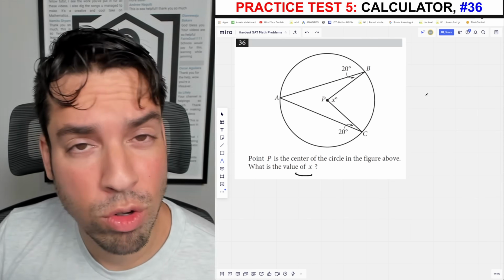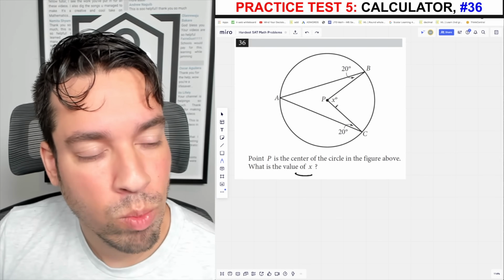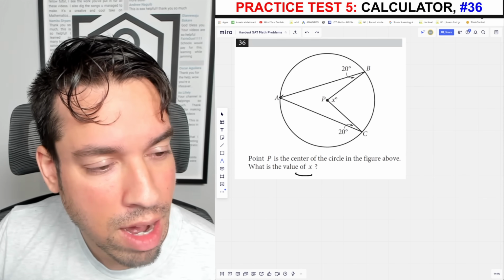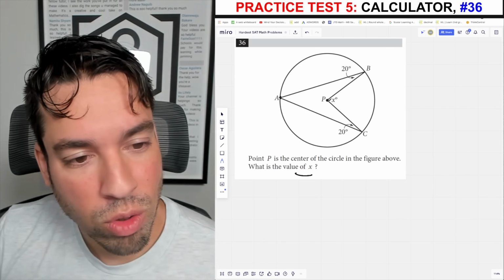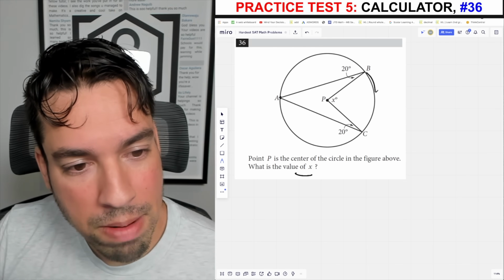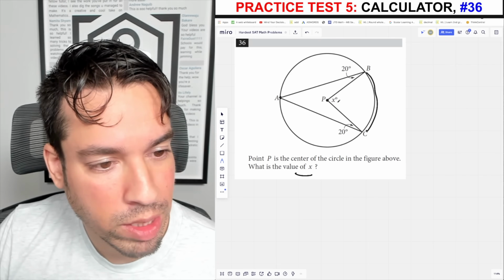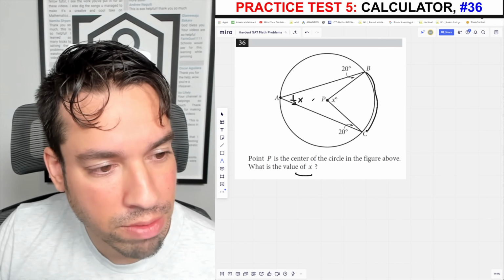There's a few ways to approach this problem, and I'm going to try to take the path of least resistance. If I have an angle that's on the circle like this, and I have another angle that's a central angle, and they both intercept the same arc, I know there's a particular relationship between these two, which is that this angle here is half of x.